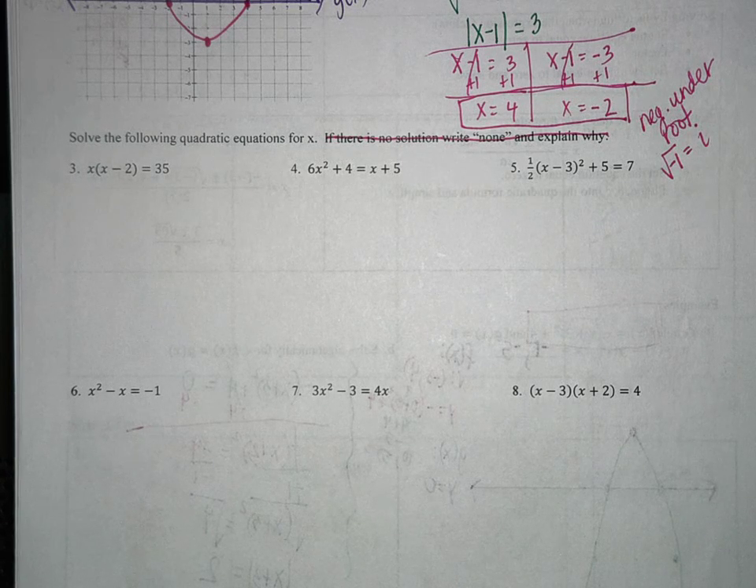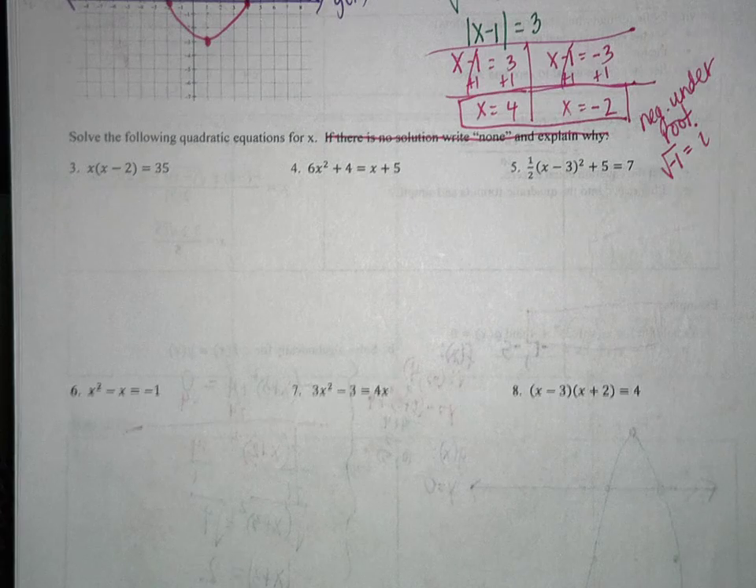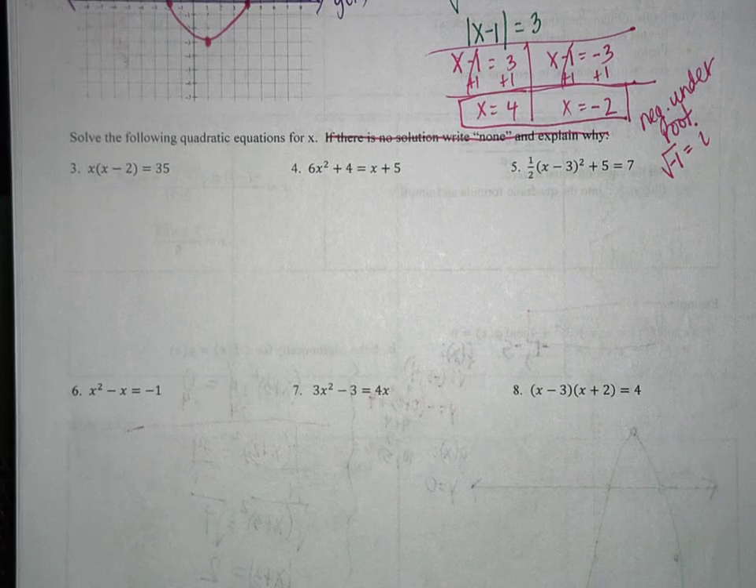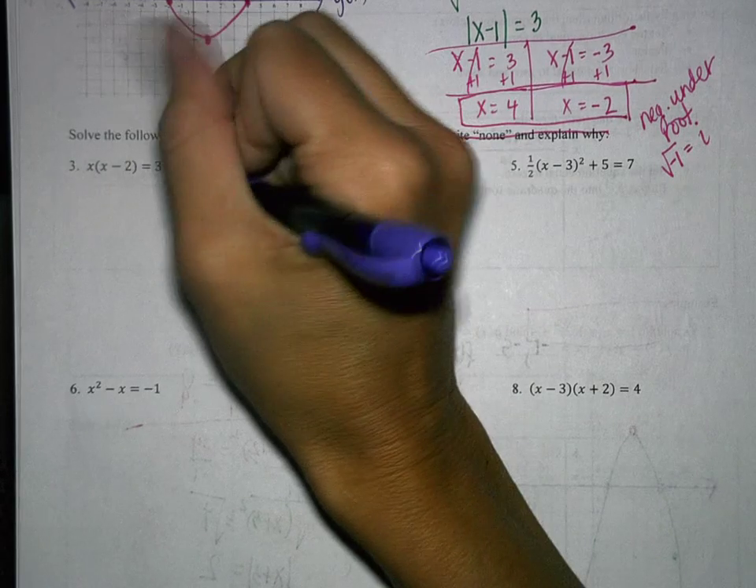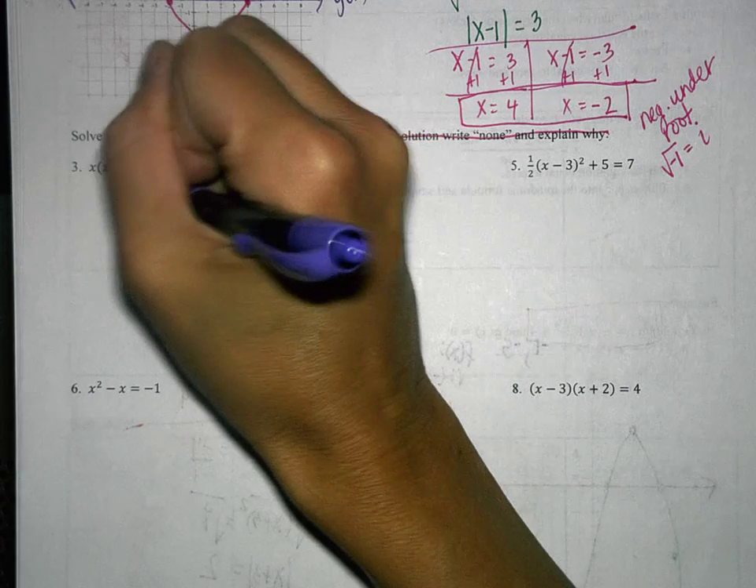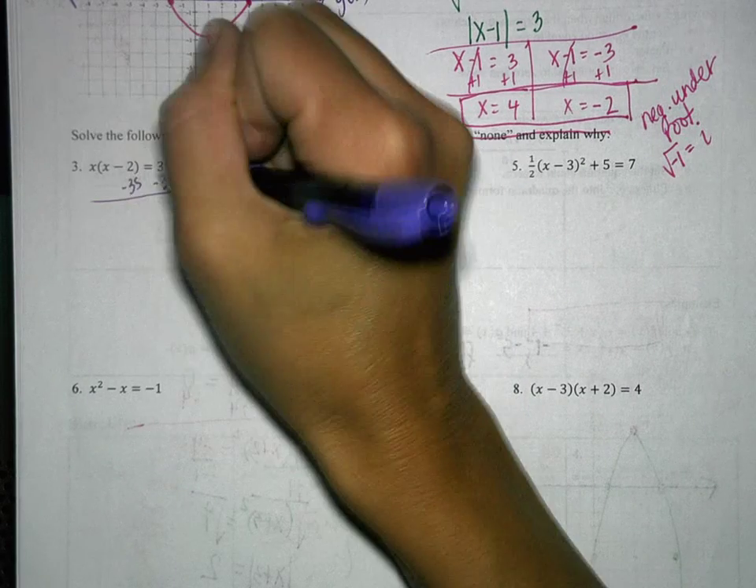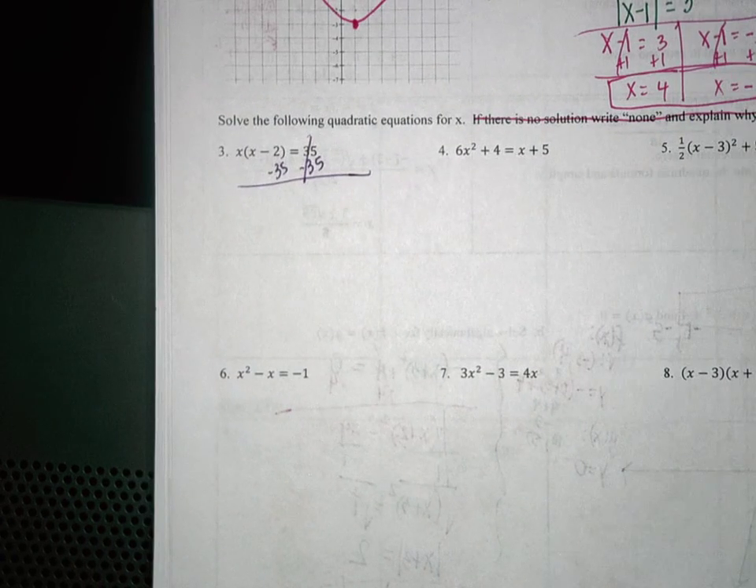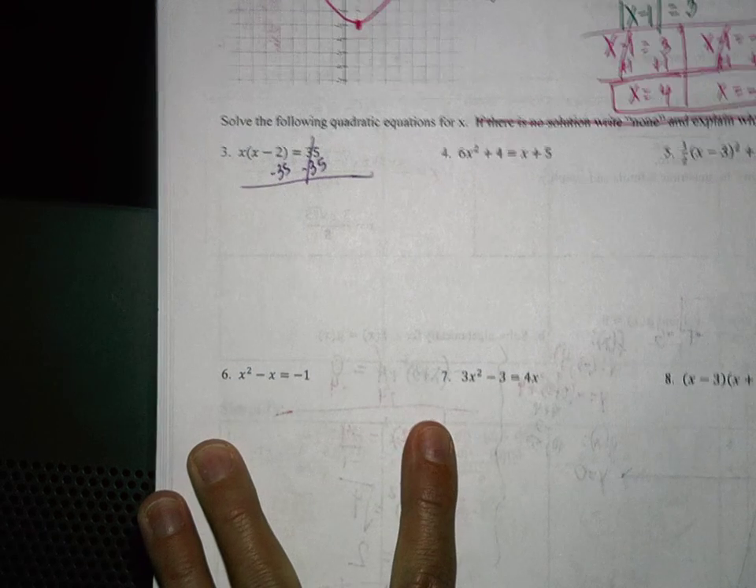All right. So number 3, what's the first thing I should do? Is it set equal to 0? No. So because it's not set equal to 0, what am I going to have to do? Subtract 35, and then what else? Distribute. Okay, so I need to subtract 35 to both sides because I want that to be set equal to 0. Do you guys want me to make this bigger in the back? Yes? Okay.